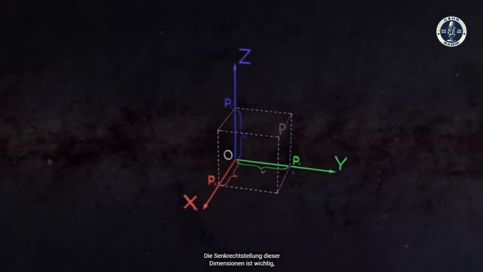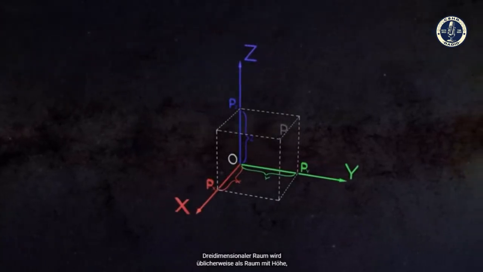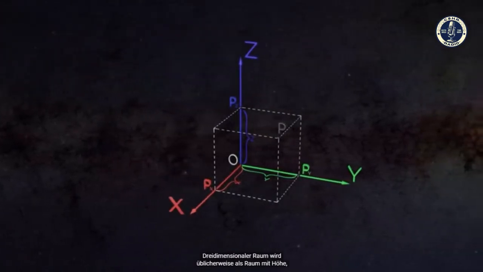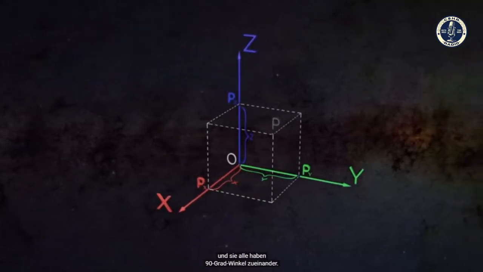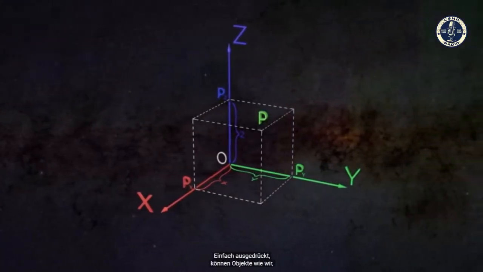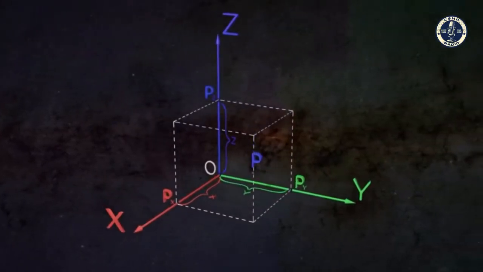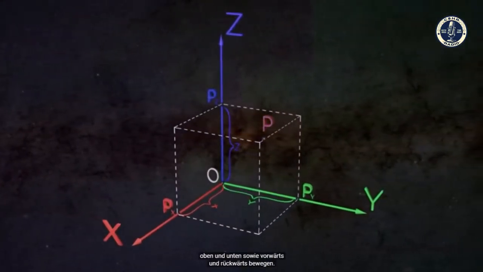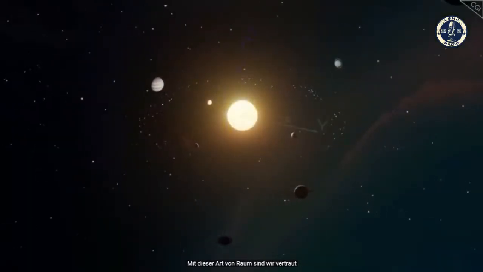The perpendicular nature of these dimensions is important, but we'll get to that later. 3-dimensional space is usually described as having height, width, and depth, and they all have 90-degree angles between them. Simply put, objects like us that exist in 3D space can move left and right, up and down, and forwards and backwards. We are comfortable with this kind of space.